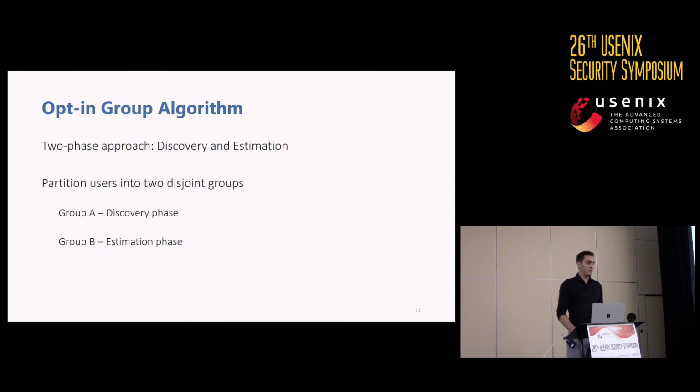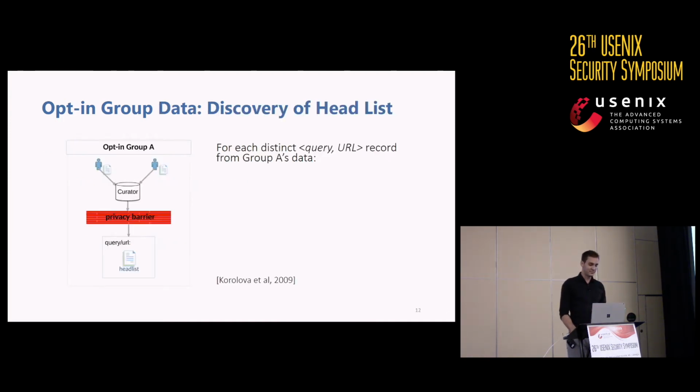The opt-in group algorithm works in a two-phase approach, a discovery and an estimation phase. It does this by partitioning the users into two disjoint groups. Group A, in the discovery phase, discovers the head list of the most popular queries and URLs, and Group B takes this head list and estimates the probabilities and variances for the URLs. And I should mention that we'll get to what the variances are for later. For right now, we'll just say that they're computing them.